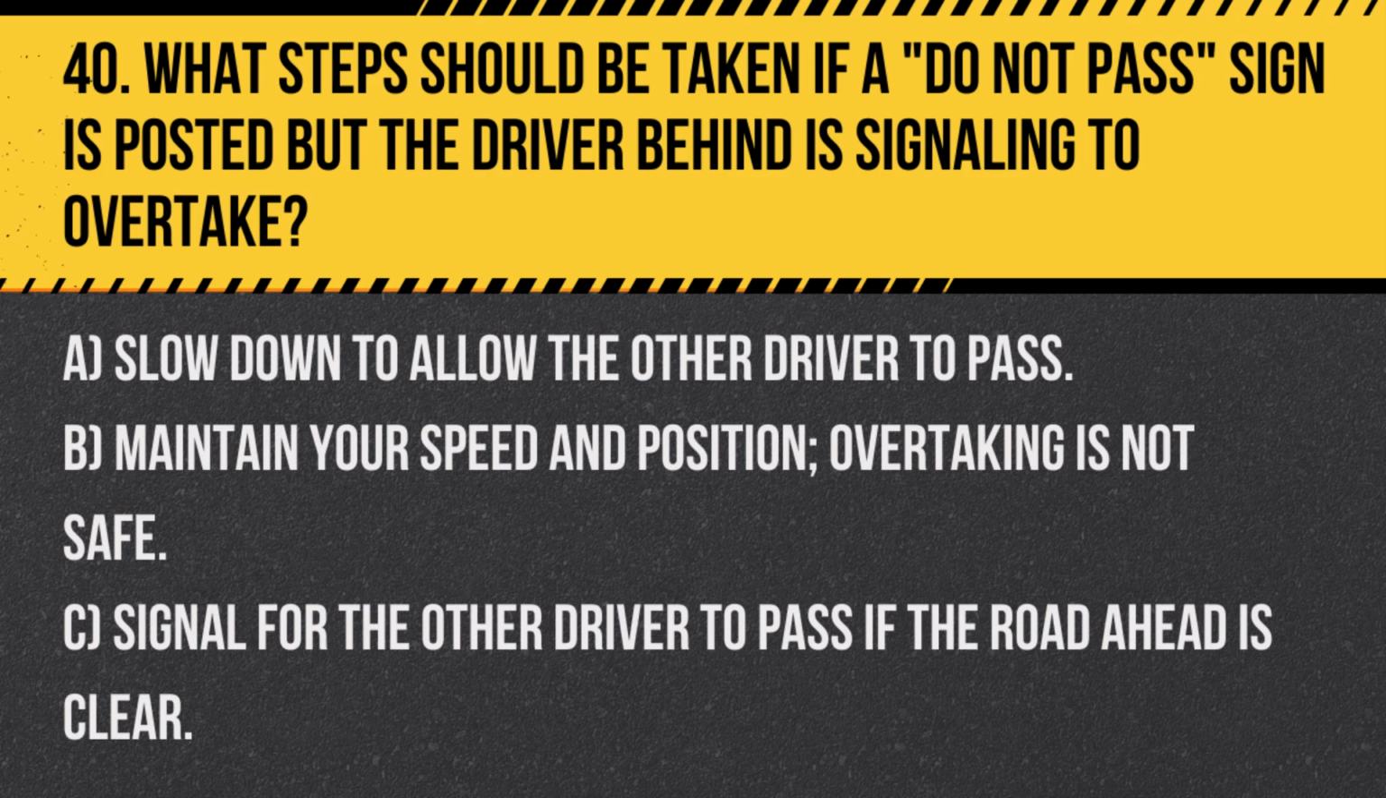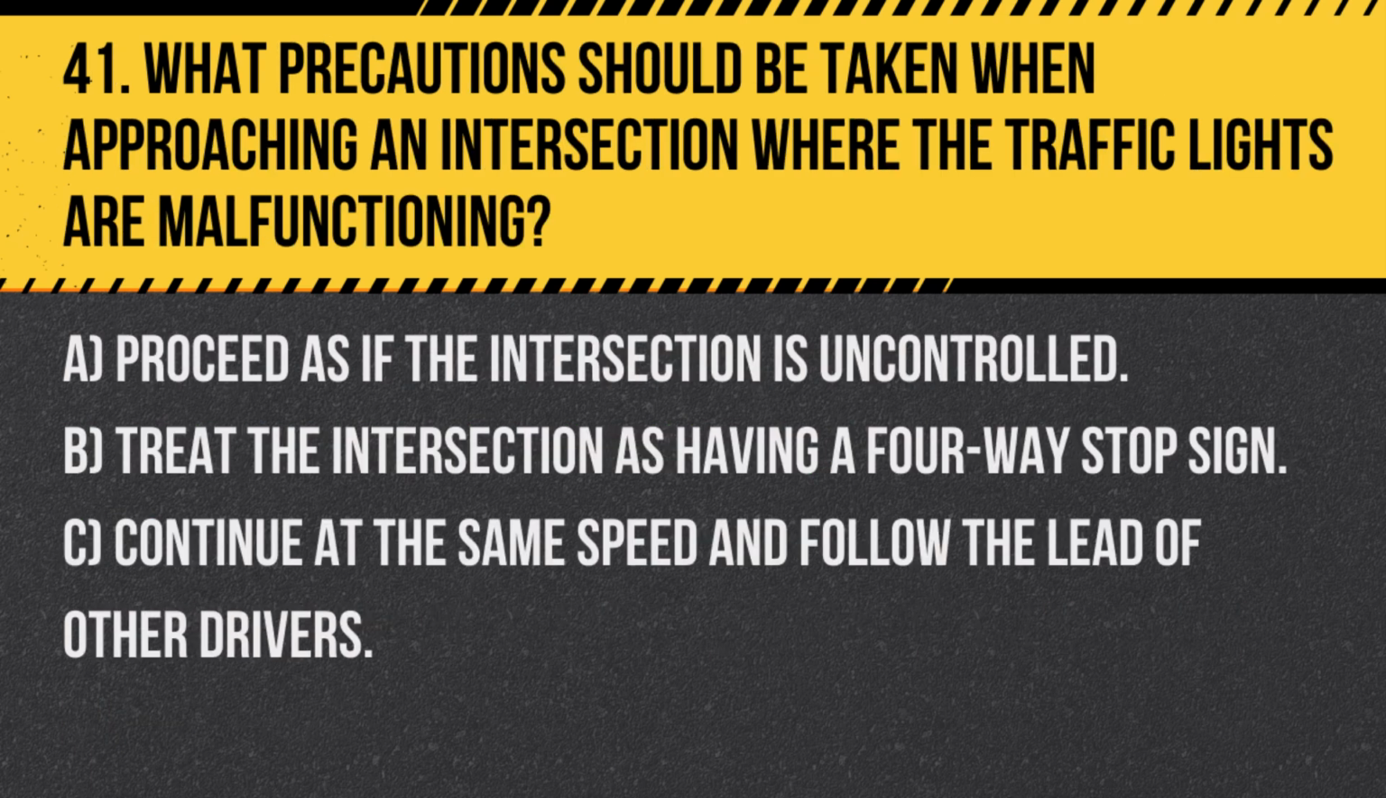Answer: B. Maintain your speed and position. Overtaking is not safe. It's important to adhere to traffic signs and not facilitate unsafe driving behaviors. Question 41. What precautions should be taken when approaching an intersection where the traffic lights are malfunctioning? A. Proceed as if the intersection is uncontrolled. B. Treat the intersection as having a four-way stop sign. C. Continue at the same speed and follow the lead of other drivers.